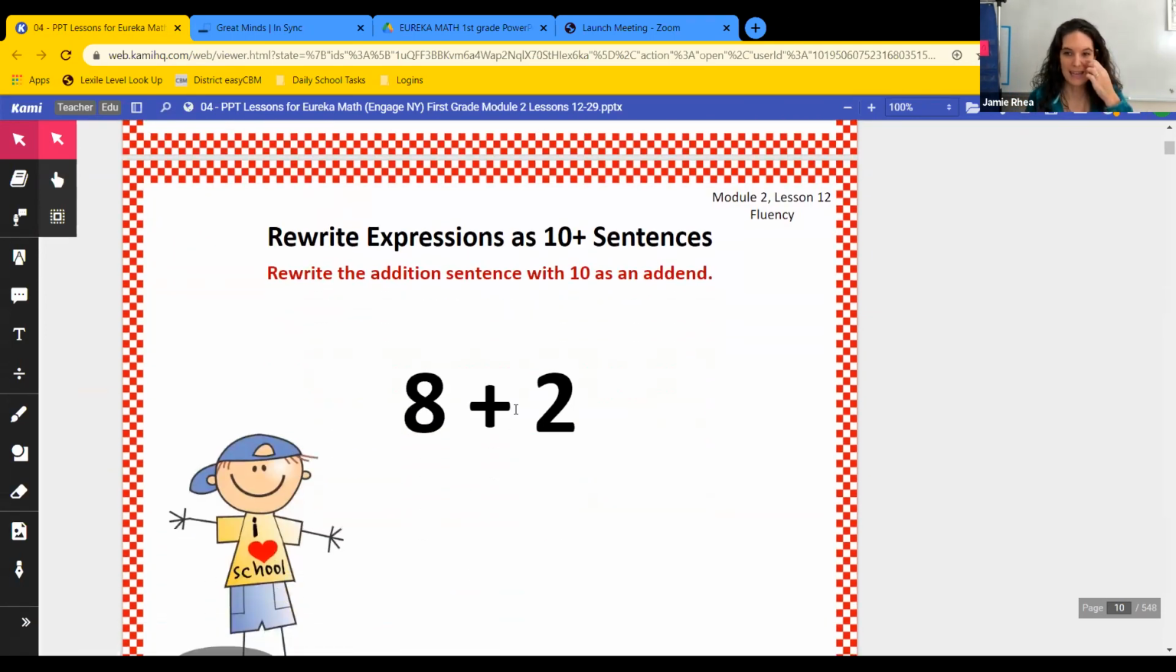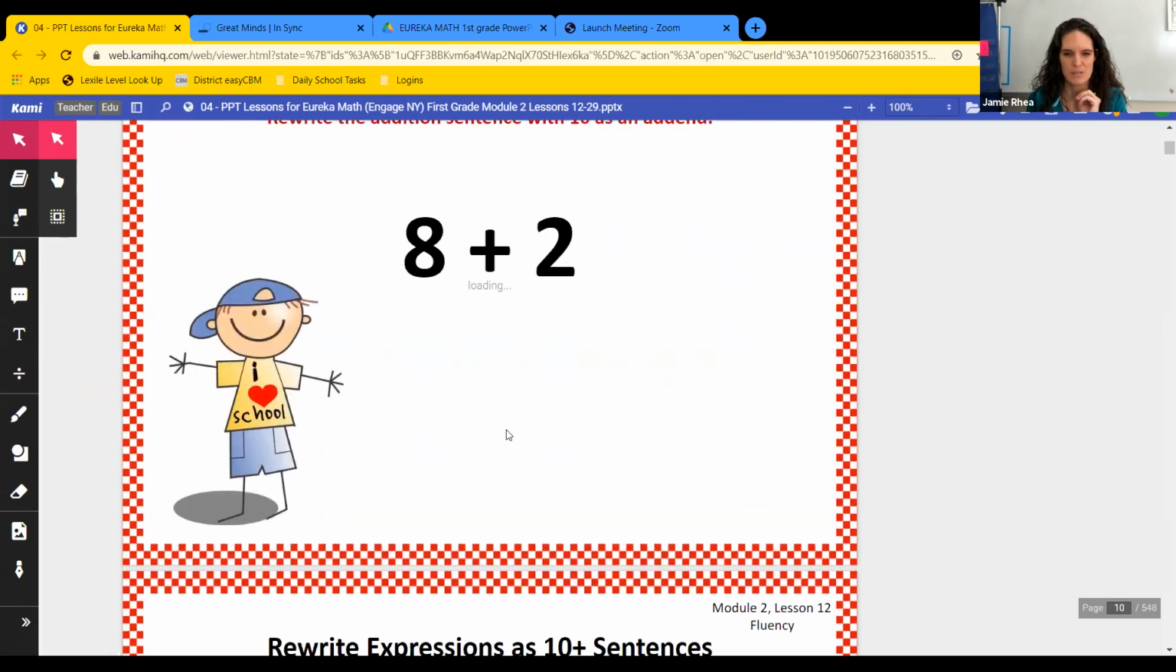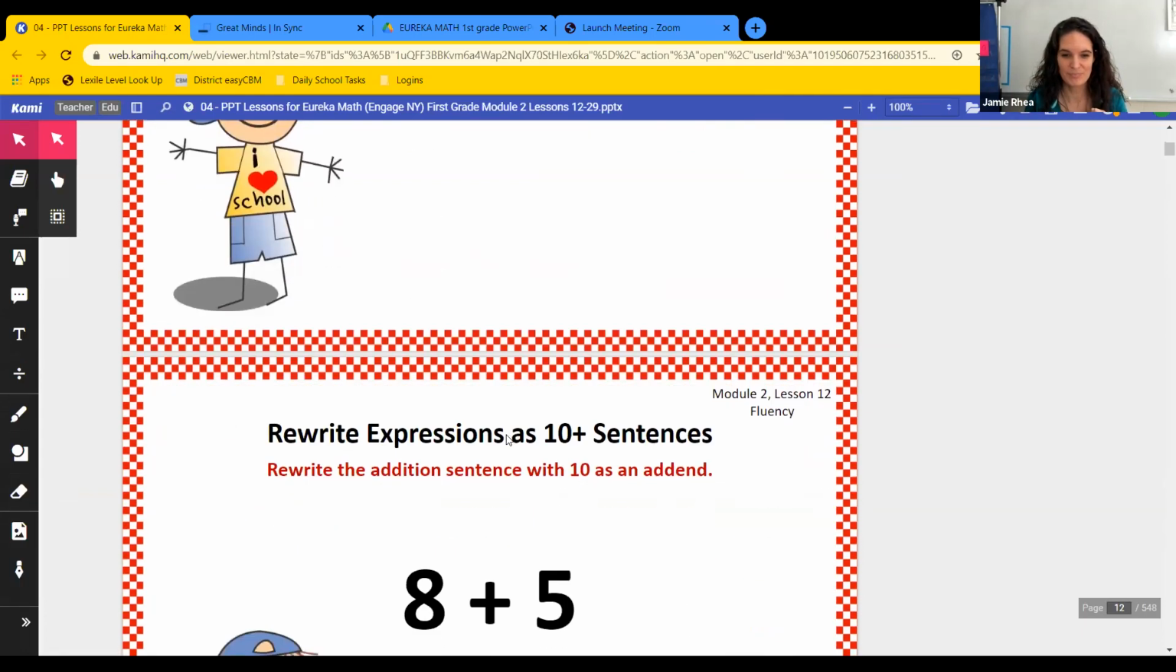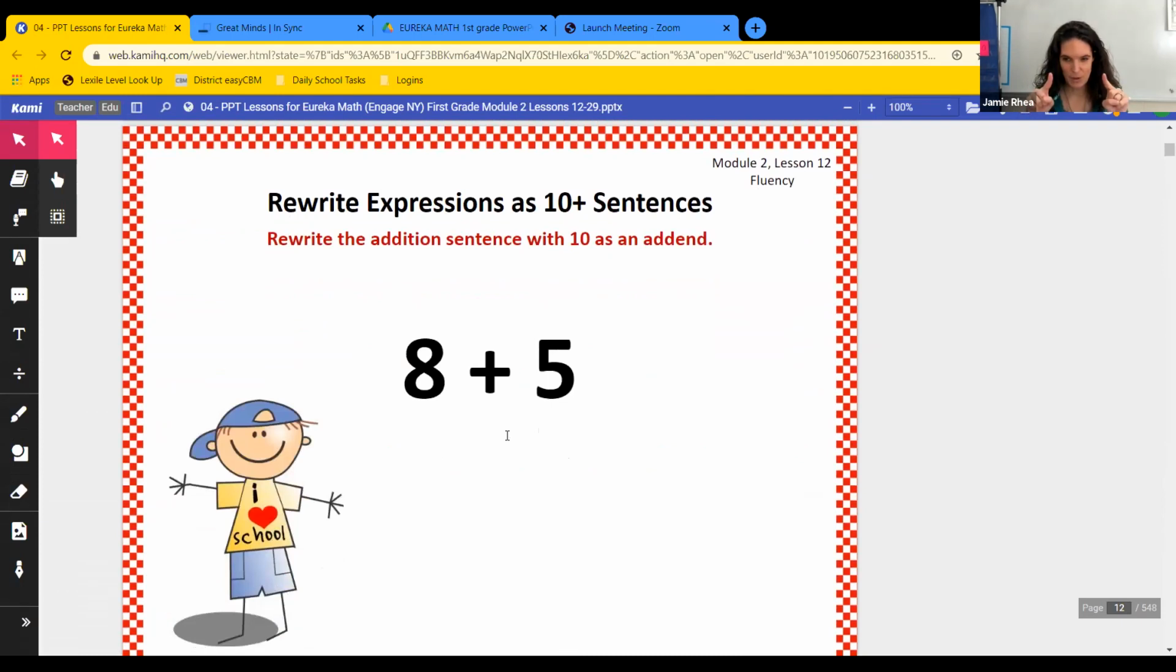Ooh, this one has an 8. So 8 plus 2. Can I break down the 2 to make, no, I want all those 2s. Because 8 plus 2 equals 10. So the 10 plus 0. Whoops. How about 10 plus 3? Break that 3 apart, make 2 and a 1. 2 plus 8 make 10. 10 plus 1 make 11. I'll break my 5 apart to a 2 and a 3. Combine my 8 and 2 together to make 10. 10 plus 3 equals 13.